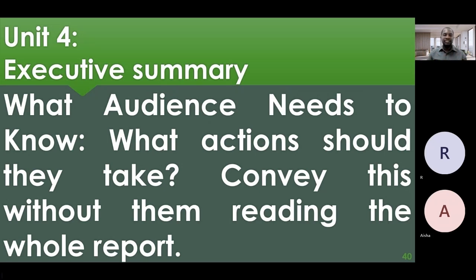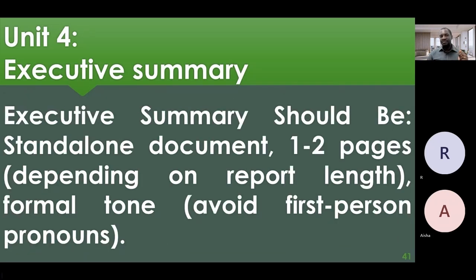Also, what does the audience need to know? What actions should they take after your recommendation? Convey this without them reading the whole report. And that's what the executive summary is all about. So convey that recommendation from the conclusions of requirement 1 and 2, and they should be able to take action. You should instruct them to make decisions based on your summary. And that's the essence of the report.